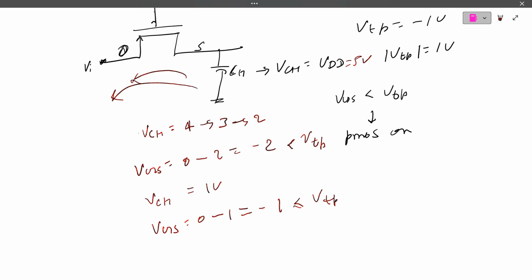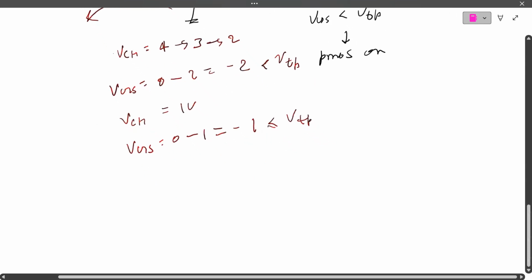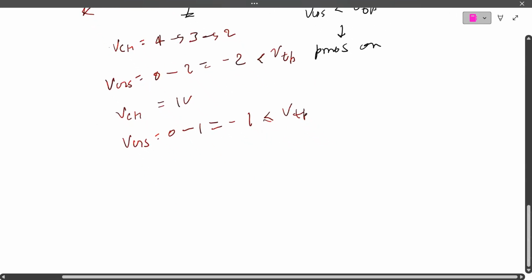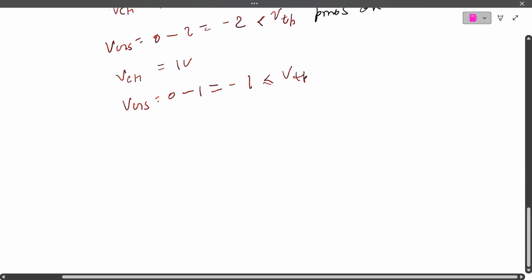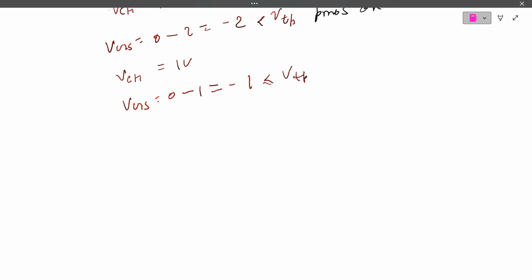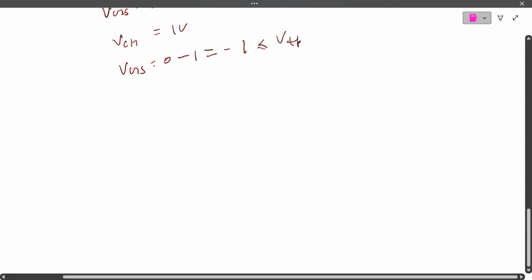And NMOS is good for passing the zero value, the lower value. NMOS is not good for passing the higher value. We can say this by this concept, right? I already defined these concepts: why we use the PMOS, why we use the NMOS, where we use the PMOS and where we use the NMOS.